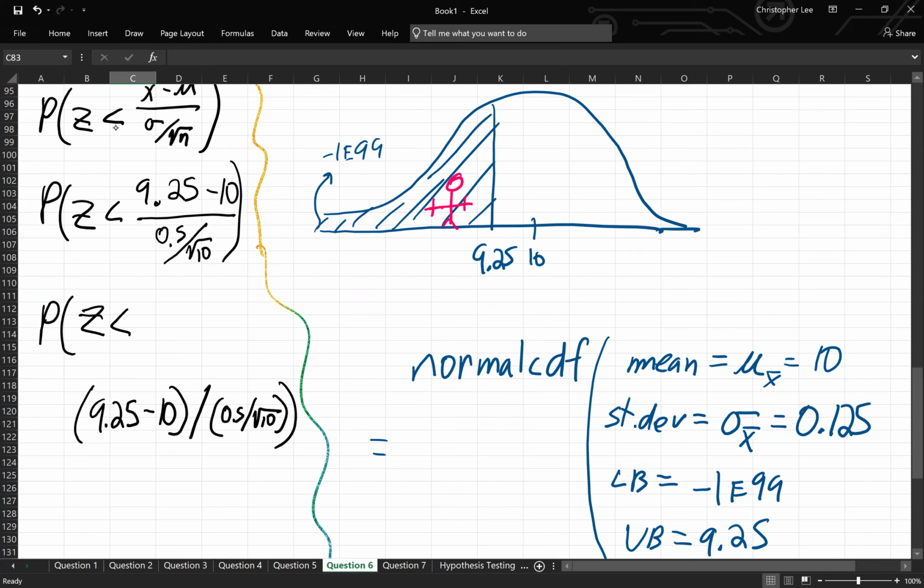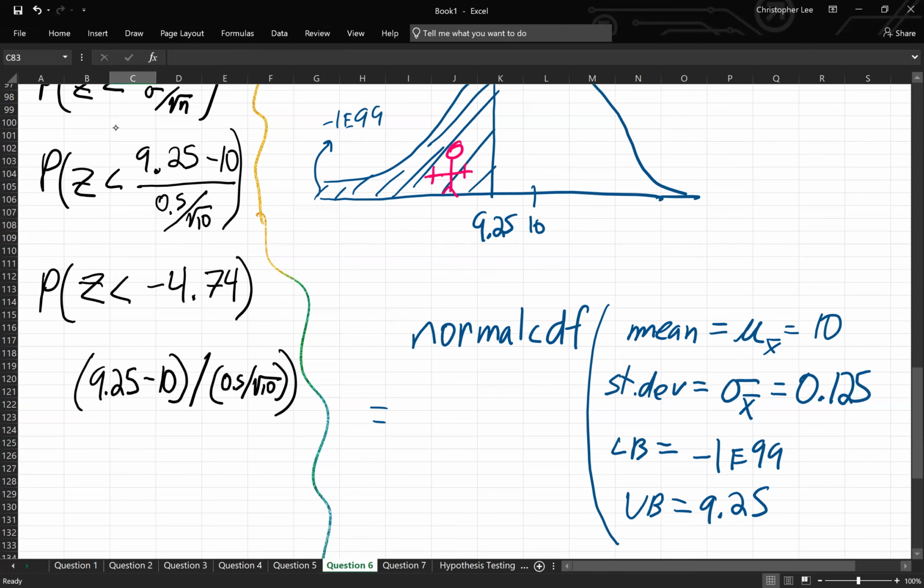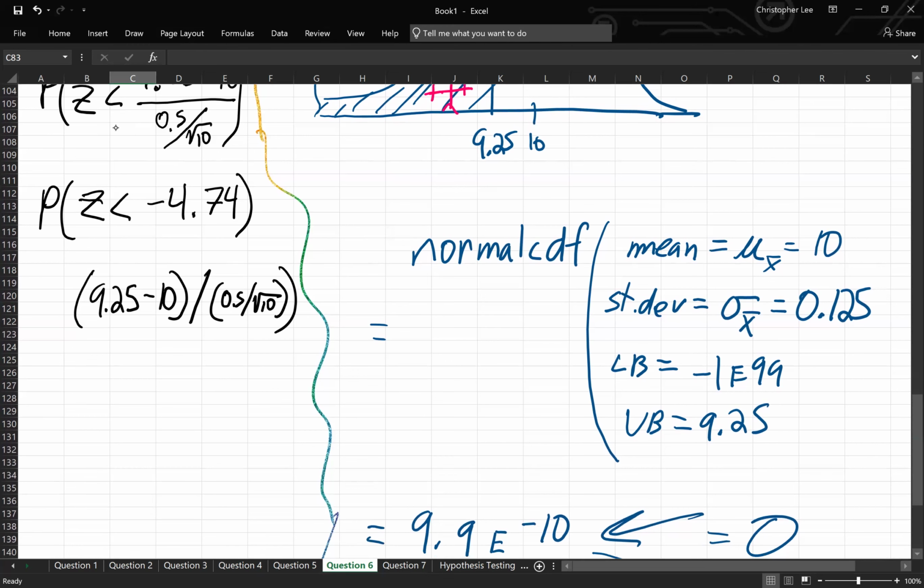What answer did you get? Negative 4.7? Four, seven, four. Okay. Did you get that answer too when you did it? All right, -4.7. Okay. So now we're going to look that up.